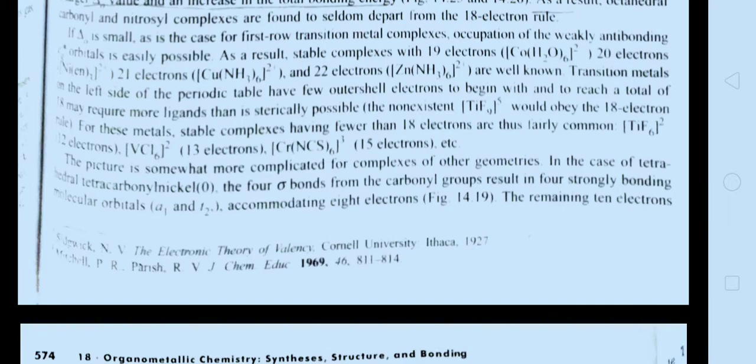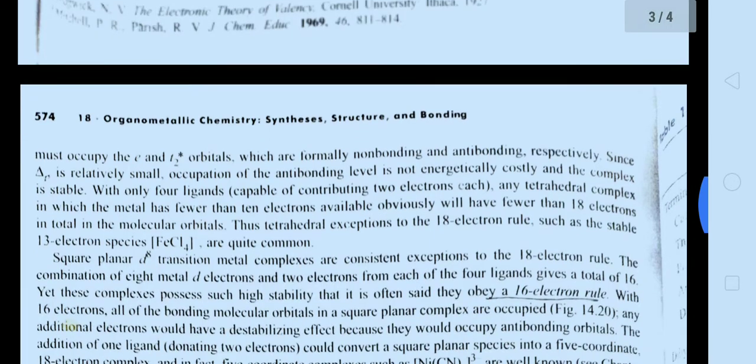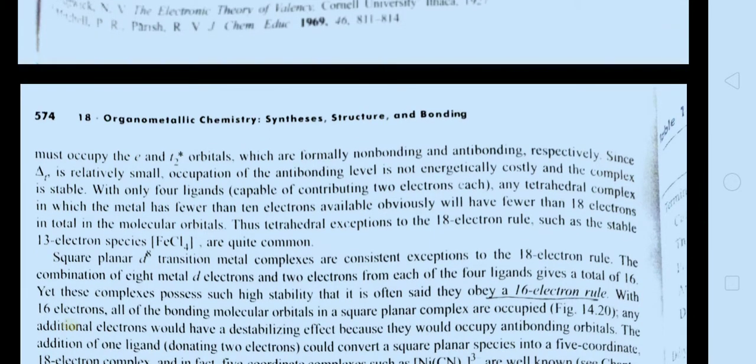In the case of tetracarbonyl nickel, the 4 sigma bonds from carbonyl groups result in 4 strongly bonding molecular orbitals, that is A1 and T2, accommodating 8 electrons. That means 6 electrons in the T2 level and 2 electrons in the A1 level. So they totally accommodate 8 electrons in their bonding orbitals. The remaining 10 electrons must occupy the E and T2 star orbitals.